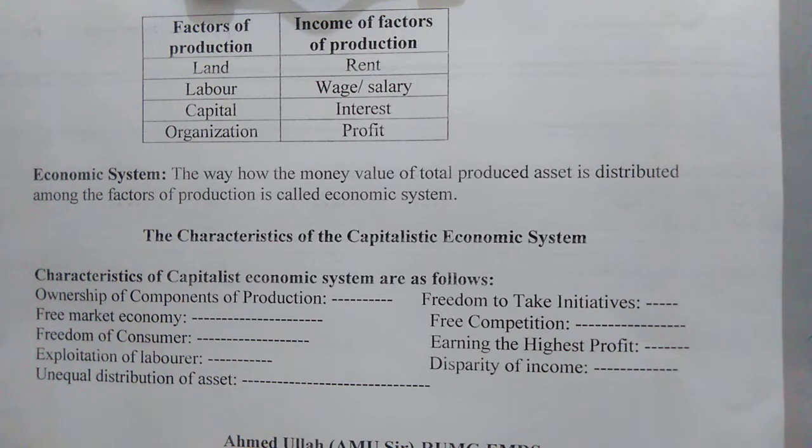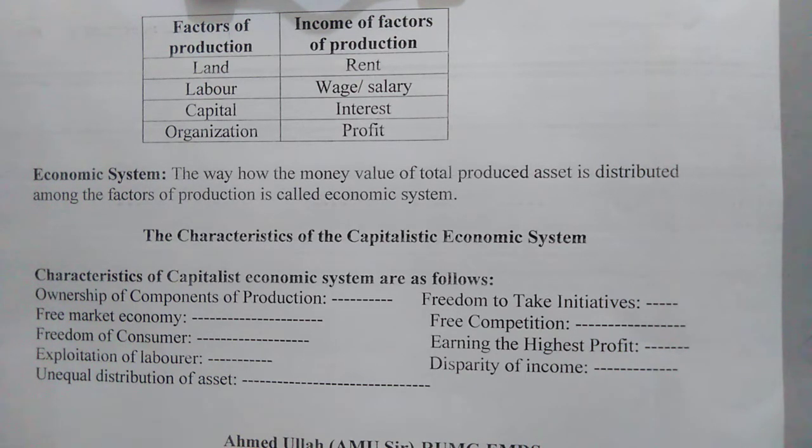Almost all economic functions can run on personal initiative in the capitalist economic system. Even the producer can do monopoly business in the capitalist economic system. That is, in the capitalist economic system, the producer has the right to take any initiative. Here, the government does not interfere.